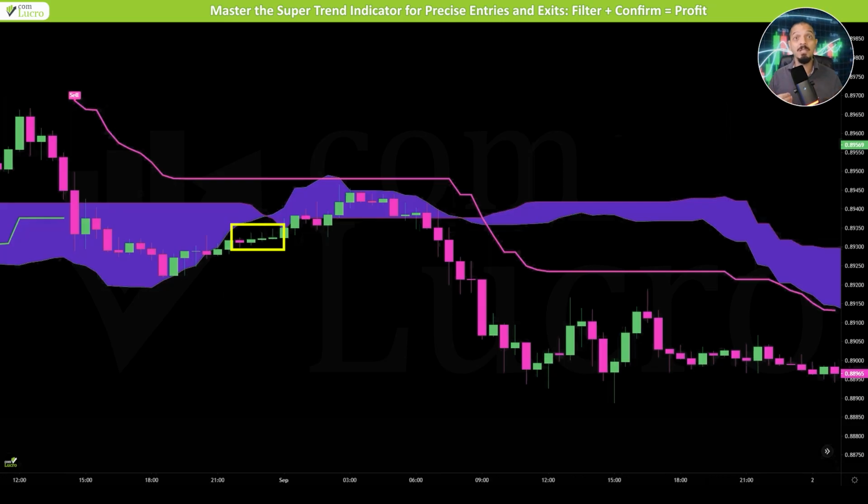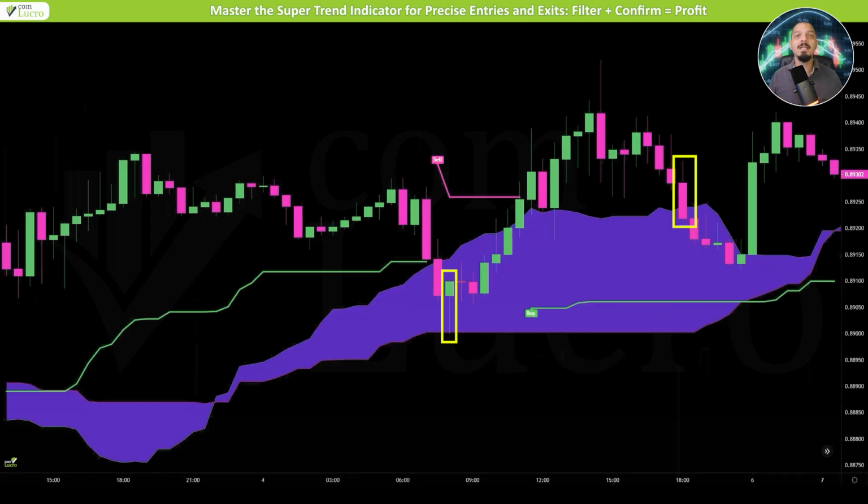For the exit strategy, you can use a take profit or stop loss, closing the trade when it reaches a set profit or loss level. You can also exit if the price moves back across the clouds. In this example, the candle closes inside the clouds. That's your signal to close the position.